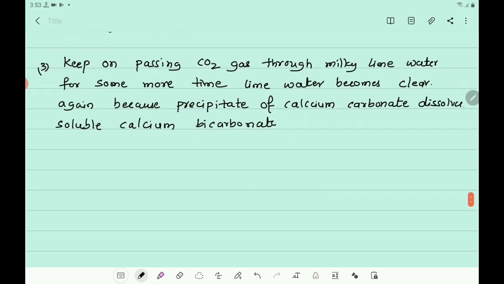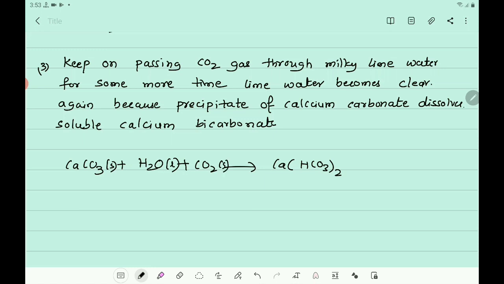Same reaction here also takes place. So that is CaCO3 plus H2O plus CO2 gives Ca(HCO3)2. Here CaCO3 is solid and H2O is liquid and CO2 is the gas, and you got an aqueous solution of calcium bicarbonate. That is the reaction of metal carbonates and metal hydrogen carbonates with acids, or the action of acids with metal carbonate and metal bicarbonate.